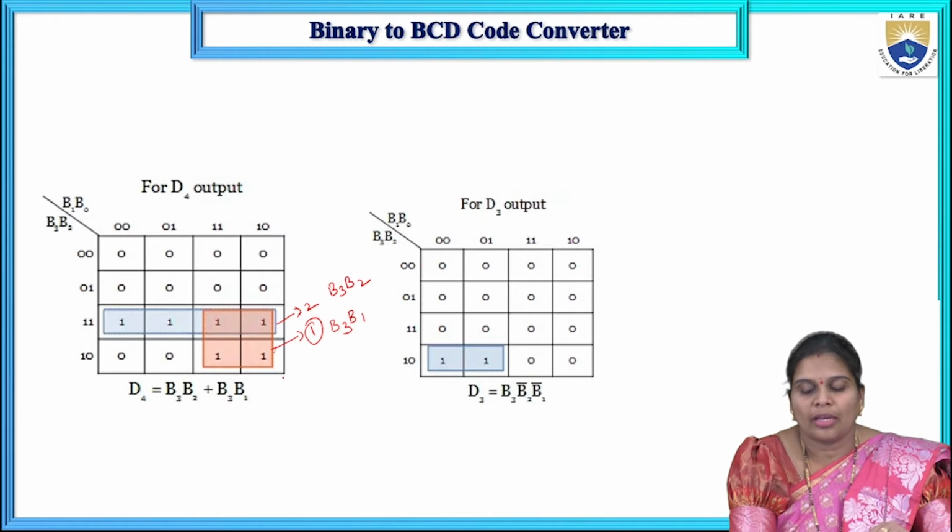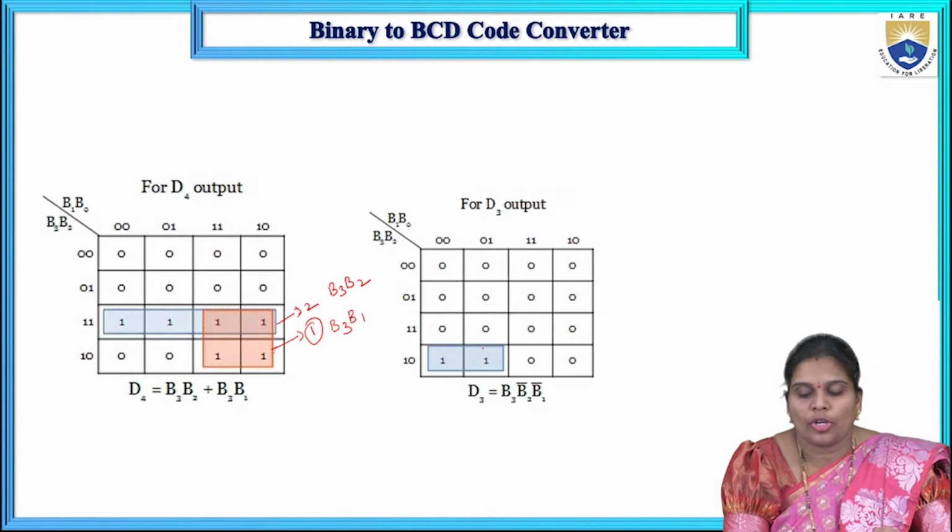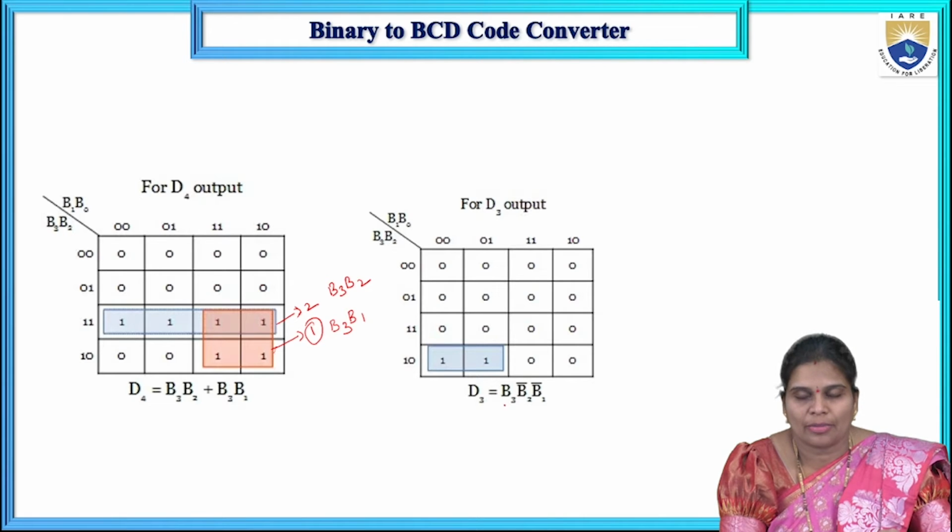Similarly, for the D3 expression, only 8 and 9 are present, so only 2 ones are there. Whatever minterms are present in that 4 variable K-map, take those as ones, and the remaining bits are zeros. Now let us take one group for these 2 ones, and write the simplified Boolean expression.